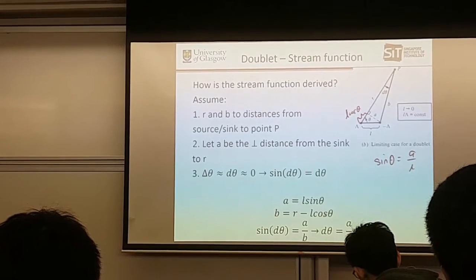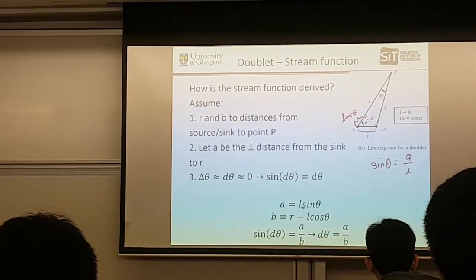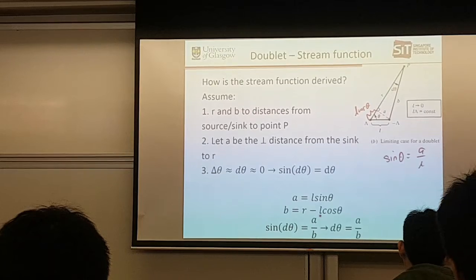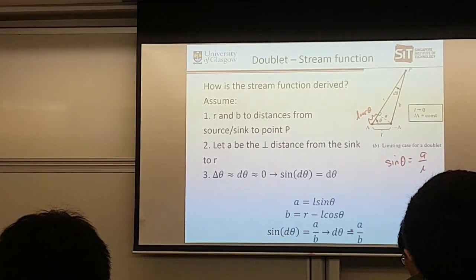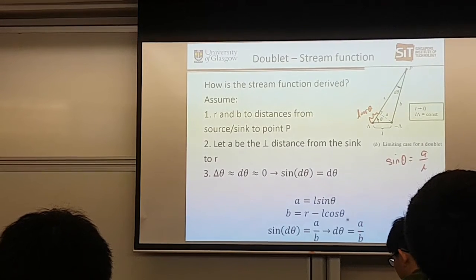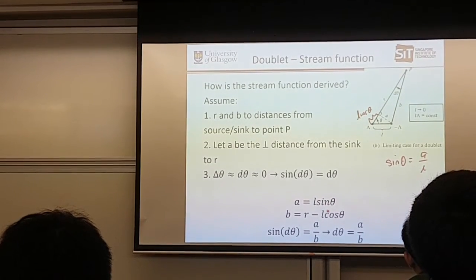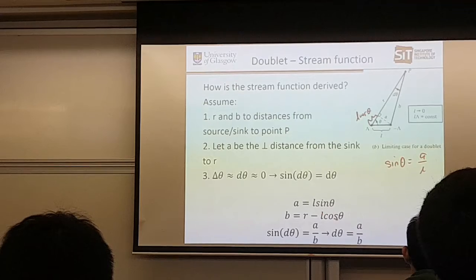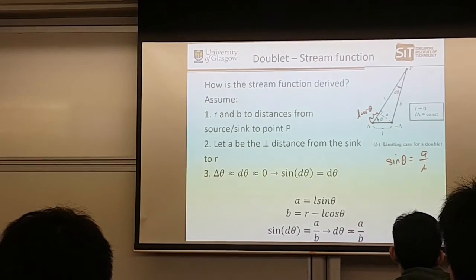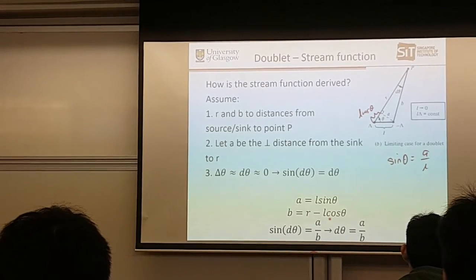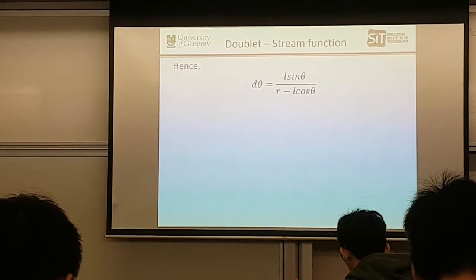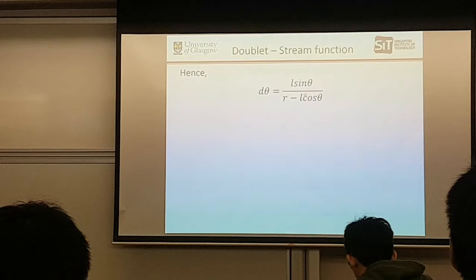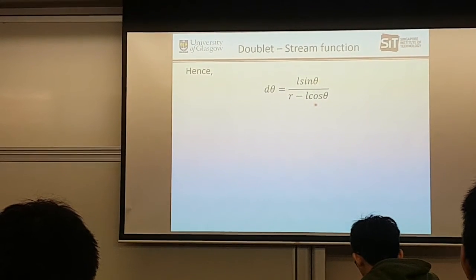Now this is very important to me because I got one equation in terms of A, one equation in terms of B, and then one equation that has A and B. So I can now change my A and B in terms of this equation here. If I put A as L sine theta, and B as R minus L cos theta, what do I have? I have d theta equals L sine theta over R minus L cos theta.